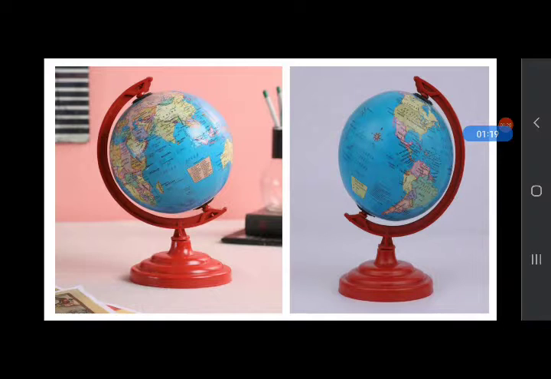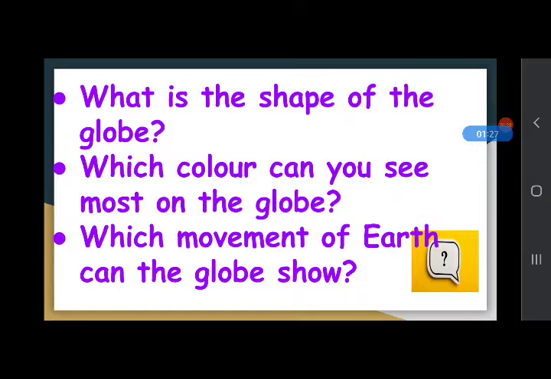Now here you can see a picture of a globe. Observe this picture and answer: what is the shape of the globe, which color can you see most on the globe, which movement of earth can the globe show?